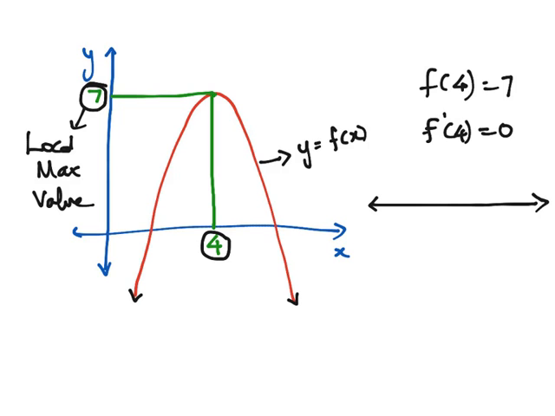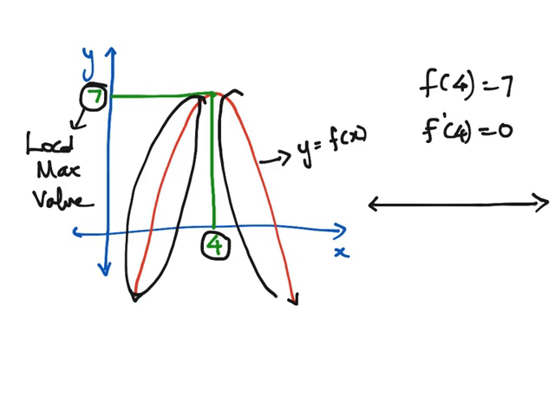Now if I draw a number line here, from the graph it is very obvious that before 4 the function is increasing, isn't it? And after 4 the function is decreasing. F of x is decreasing. So it is quite obvious that at 4 you get a local maximum.